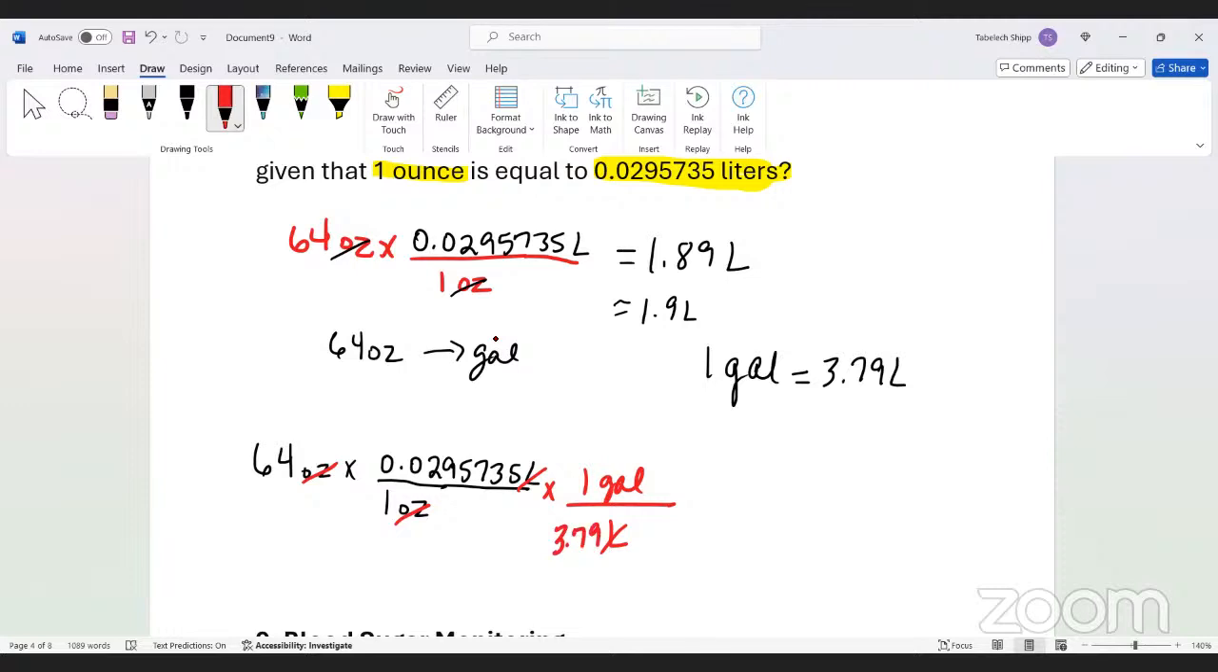Because 3.79, and let me zoom out a little so y'all can see the screen. 3.79 liters is equal to a gallon, okay? So that's why you would have to constantly cancel out your like terms of what you got. So if we plug this into our calculator and then divide that. So again, remember, we multiplied 64 times 0.0295735. And then in this last step, we would have to take that number and divide it by 3.79.